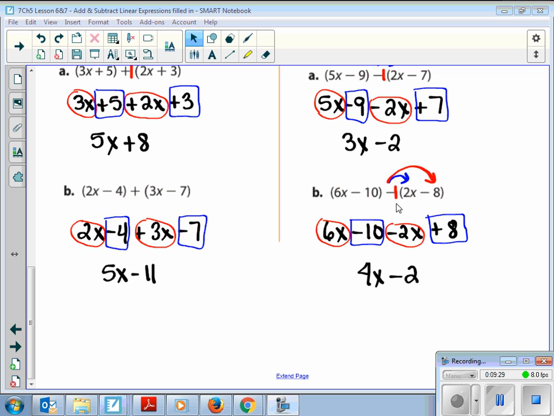All right, so once again, we have a negative 1 because we're subtracting. So we have a negative 1 in front of the second set of parentheses. So negative 1 times a positive 2x gives me a negative 2x. And then negative 1 times a negative 8 gives me a positive 8. So now when I combine my like terms, I have 6x minus 2x, or 6x plus a negative 2x. That's going to give me 4x. And then I have negative 10 plus 8, which gives me negative 2.